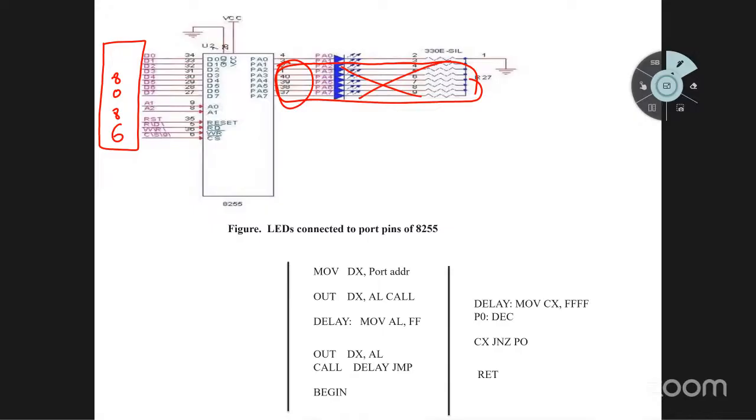This is the interfacing diagram. What did I tell you, you can draw the 8086 pin diagram. Then using the data bus you can connect the 8255. This is 8255. Then in the 8255, to port A, to PA0, you can connect the one LED positive wire. If you want to use the 7 segment display, this diagram is correct.